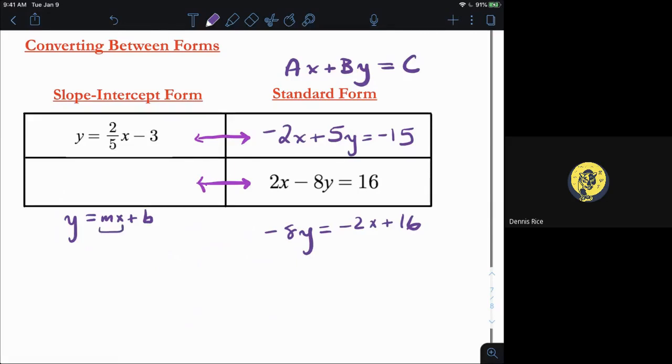And now I just have to divide by negative 8. I like to split it up. You could put one big bar on the right. Negative divided by a negative, and 2/8 I can write as 1/4. You don't have to, but it's a good idea to simplify. And then 16 divided by negative 8 is -2.